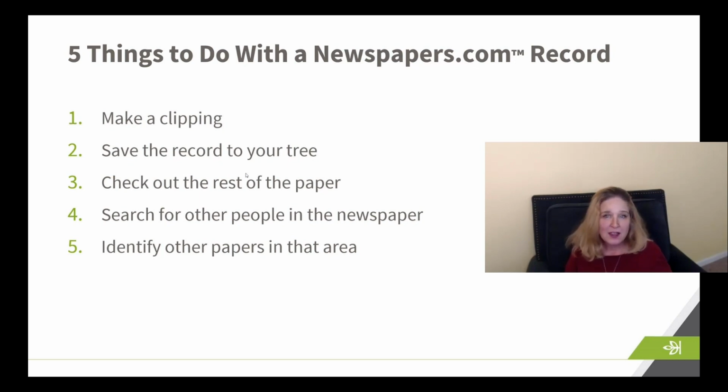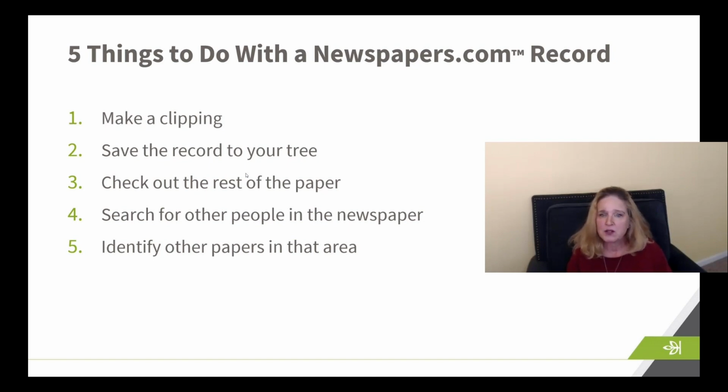So real quick, the 5 things you should do every time you find a newspaper article. 1, make a clipping. That way you can share it and save it everywhere you want to. Next, save it to your ancestry tree and associate it with the appropriate facts. It'll make it easier to find it later. Then check out the rest of the newspaper. Get some context about what was going on in those times. Could be headlines, could be ads, could be social columns, sports, anything to give you a feel for the times.